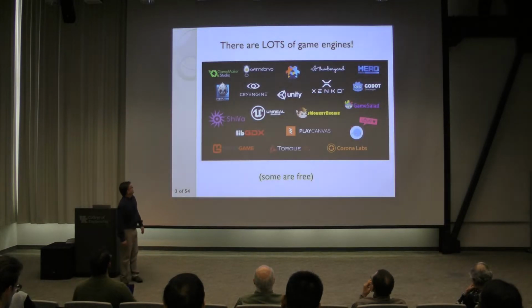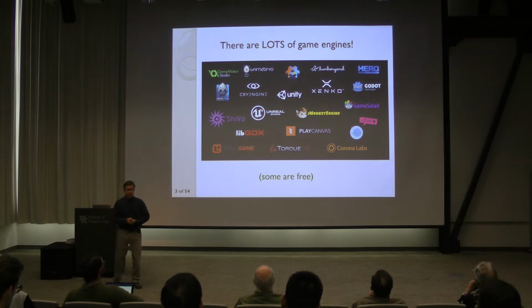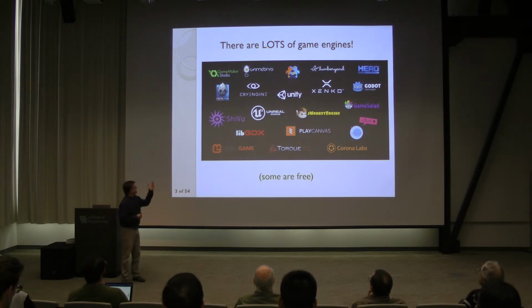Now, there are lots of game engines out there. This is just a partial list of a few of them. There are many, many more than this. If you look at Wikipedia, you can see that there are hundreds of game engines out there. Some of these you may have played with. Unity and Unreal are, of course, very popular now. But there are others too. Some of them are free.